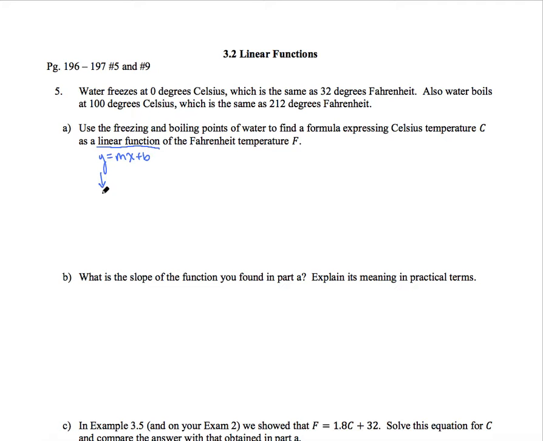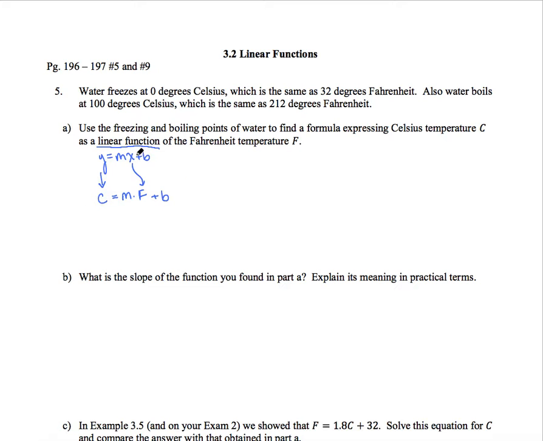So that means Celsius is our output, so I'll call y C, and C is related to F, which is the degrees in Fahrenheit, by some m times, and instead of x, I'm going to replace x with F, plus some b. All right, so ultimately we're trying to come up with some equation for C, and this is the relationship because we're told that it is linear.